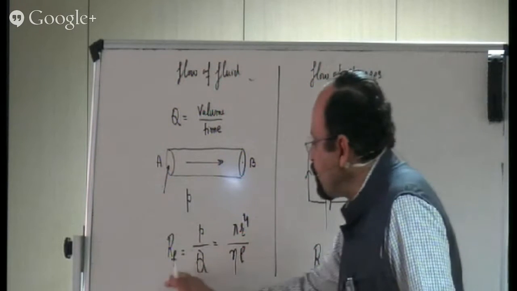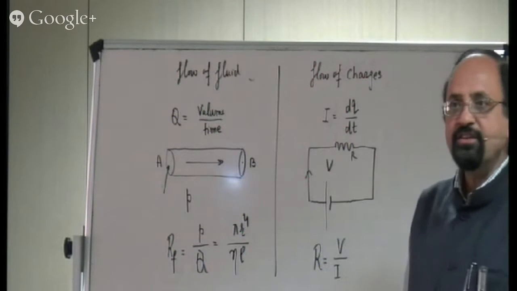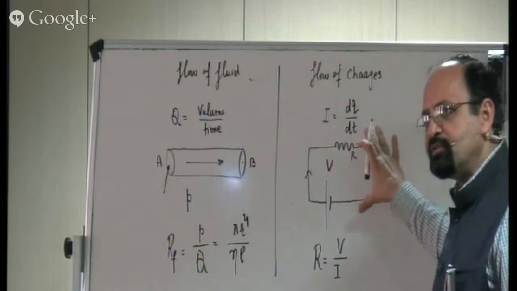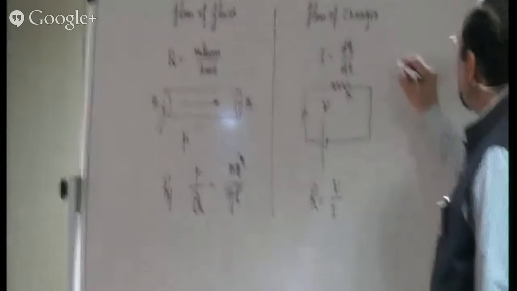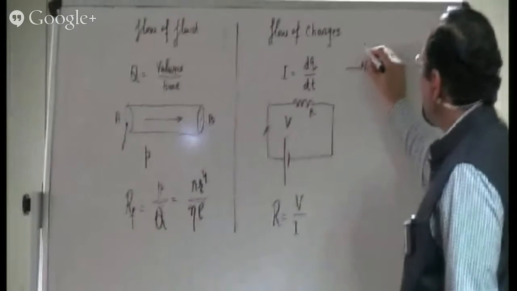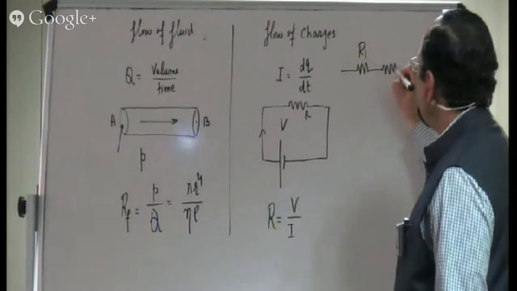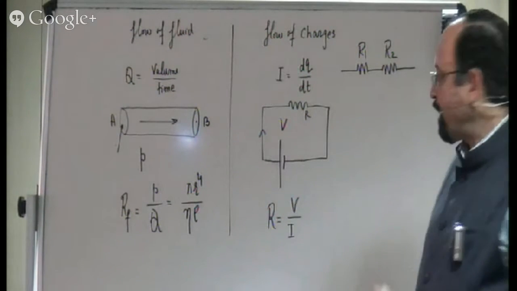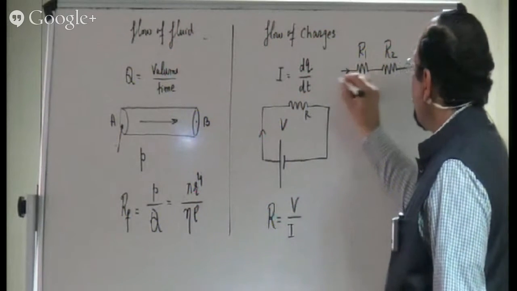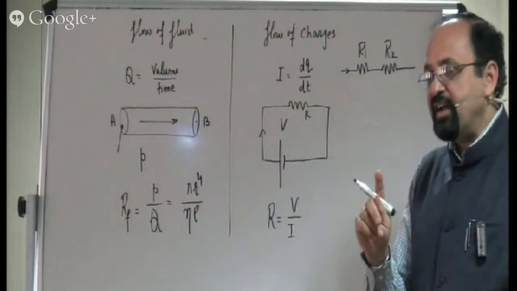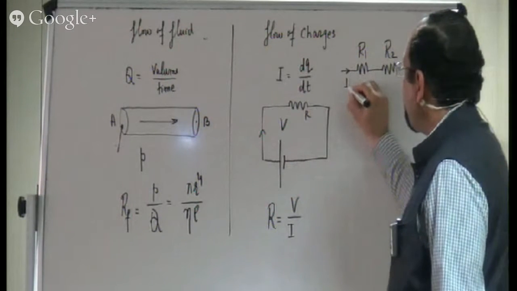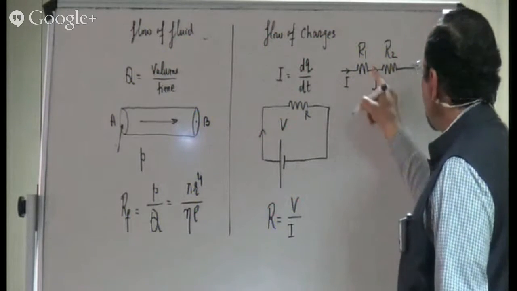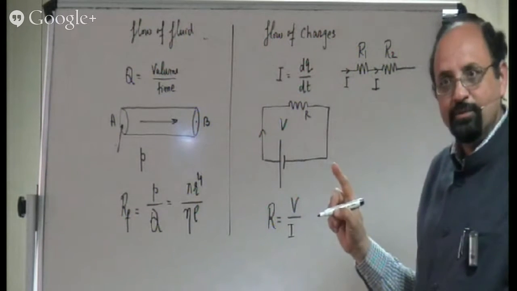Why am I saying that you should remember this? There is a very special reason. We have certain well-defined relations in case of current electricity. For example, if I have a resistance, say R1, connected with another resistance, say R2, and they are in series, then the current flowing through them is the same. If I is the current flowing through this resistor, then the same current flows through the other resistor also.